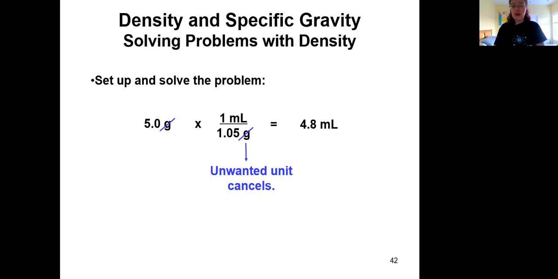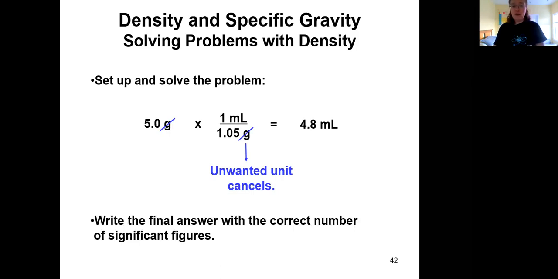Not sure. I'm going to go with that because the original number, 5.0, how many significant figures is that? It's 2. The 1.05 has 3. So if we do decide we want to pay attention to that number, it has 3. We need to go with the fewest numbers. 4.8 has 2 significant figures, so our answer is done.